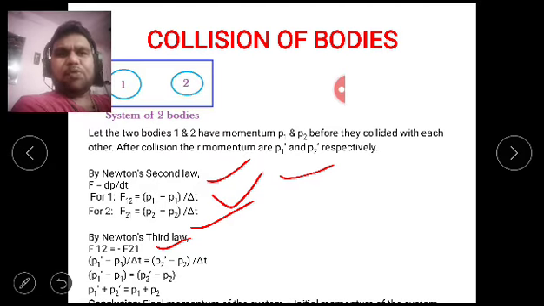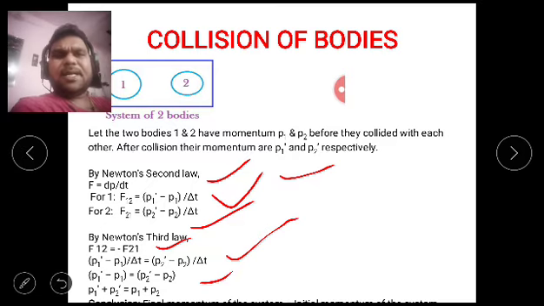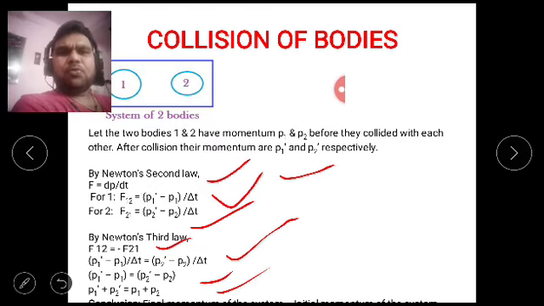So put these formulas, you will get (P1 dash minus P1) by delta t is equal to minus (P2 dash minus P2) by delta t. They are interacting for a brief interval, that is delta t. By simplifying we get P1 dash minus P1 is equal to minus (P2 dash minus P2). Rearranging, P1 dash plus P2 dash is equal to P1 plus P2. That means the momentum after collision is equal to the momentum before collision. In other words, momentum is conserved.